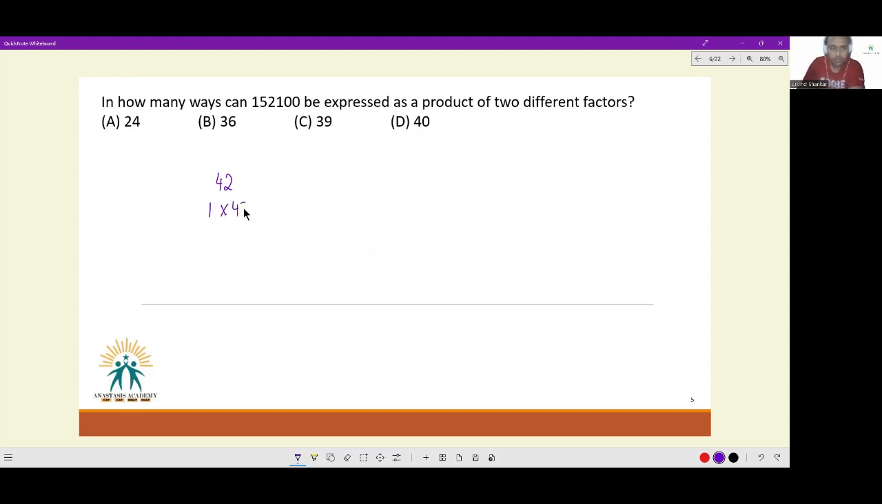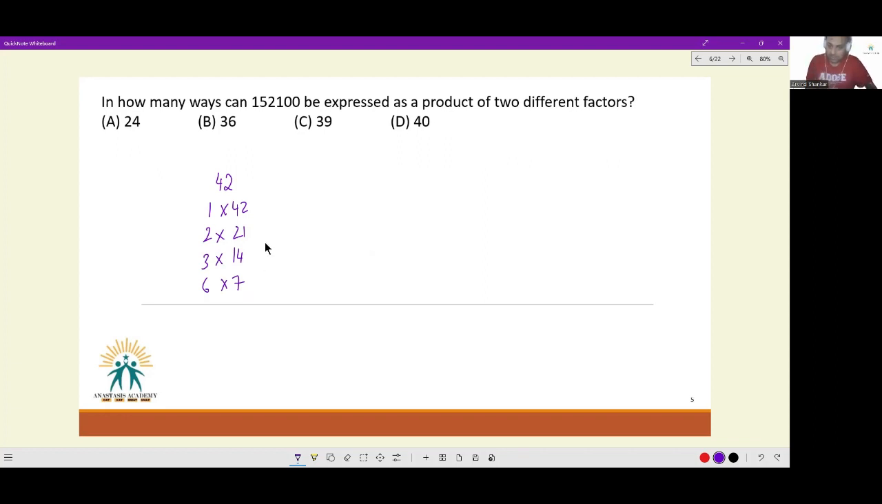So if I did 1 into 42, 2 into 21, 3 into 14, and 6 into 7, all the different ways in which 42 can be written as a product of two different factors have been established. Which is nothing more than, can you see, the total number of factors here divided by 2, in order to break them down into pairs.